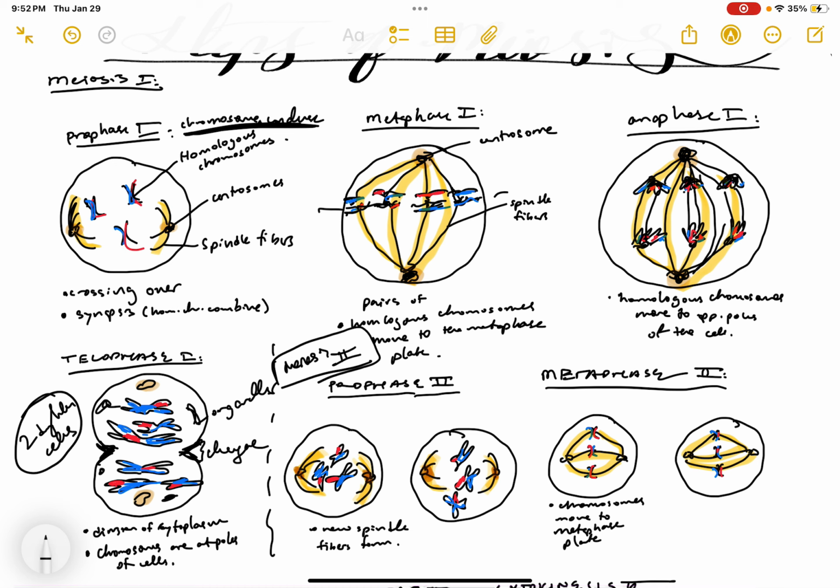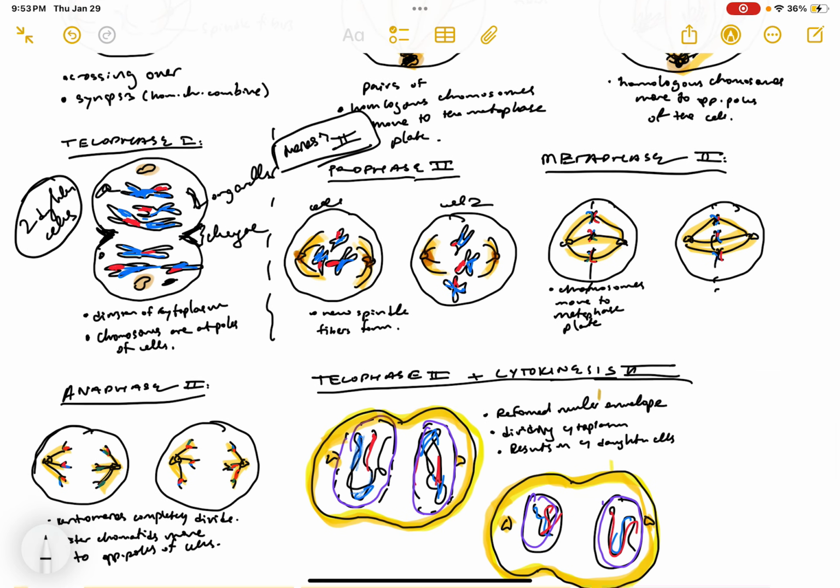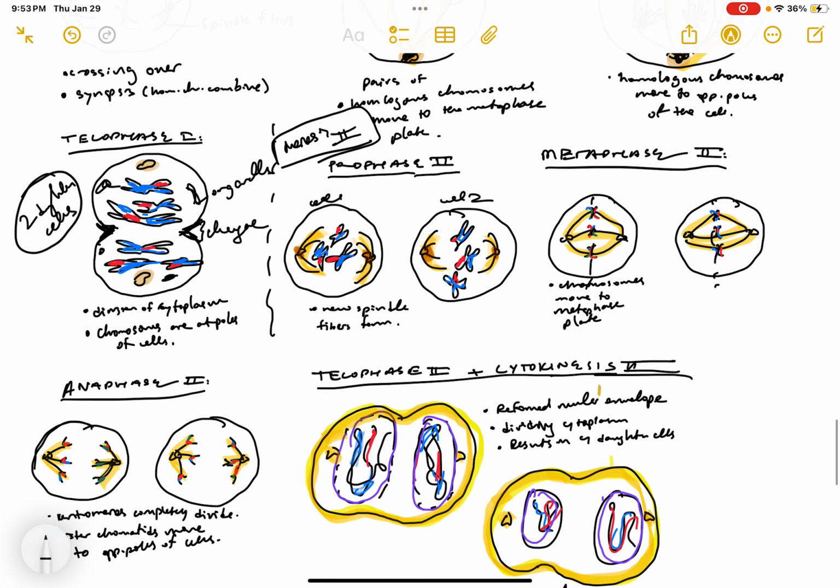In prophase 2, we have new spindle fibers that form. So this is cell 1, cell 2, again, 2 daughter cells. New spindle fibers start to form, not completely formed yet. In metaphase 2, we have chromosomes moving to the metaphase plate, because they're vertically aligned in the center of the cell. Right, vertical alignment. And they are held together by spindle fibers there as well.